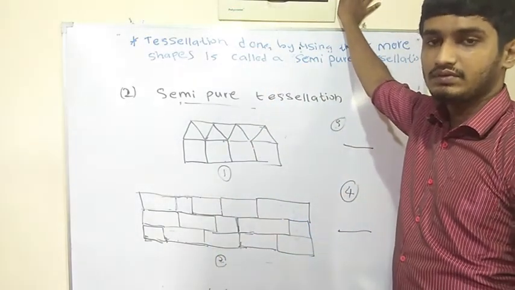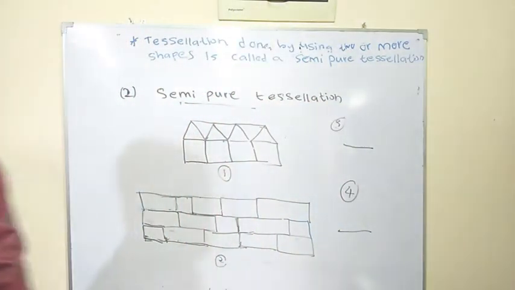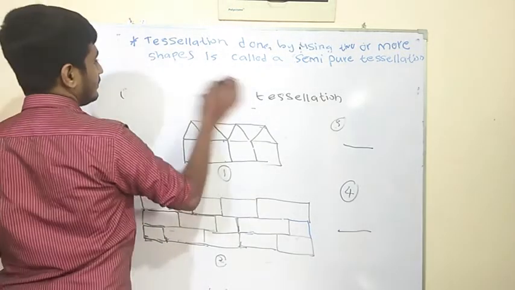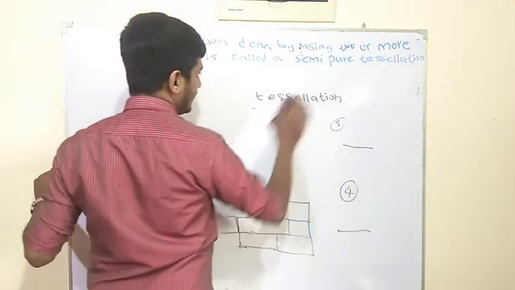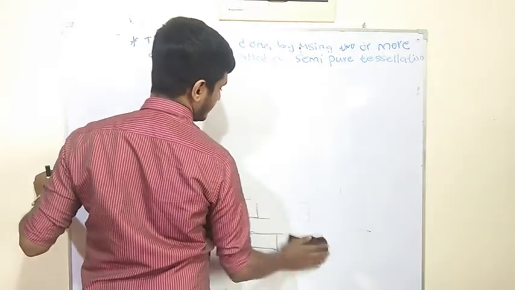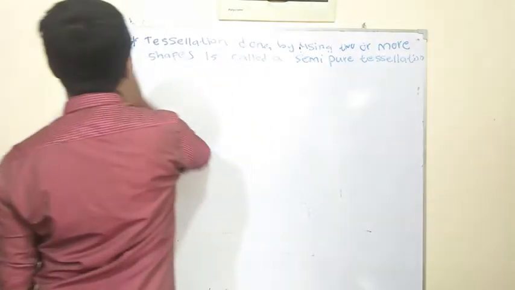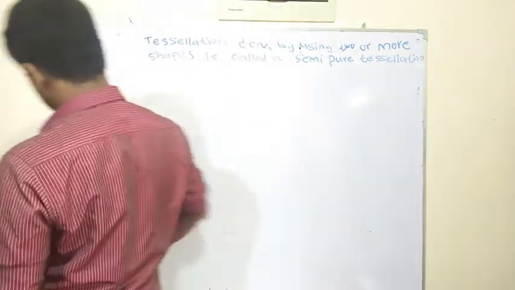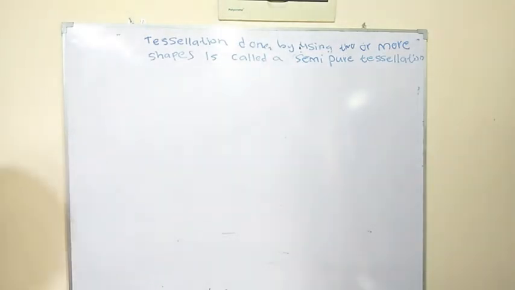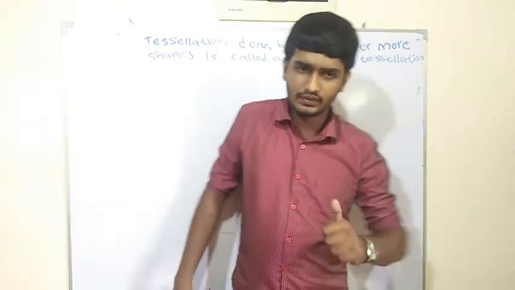Next one, last one was to draw a semi-pure tessellation using a square and a triangle. So you can draw any figure using a square and a triangle. Draw a semi-pure tessellation which consists of a square and a triangle. There can be only 2 figures, a square and a triangle.